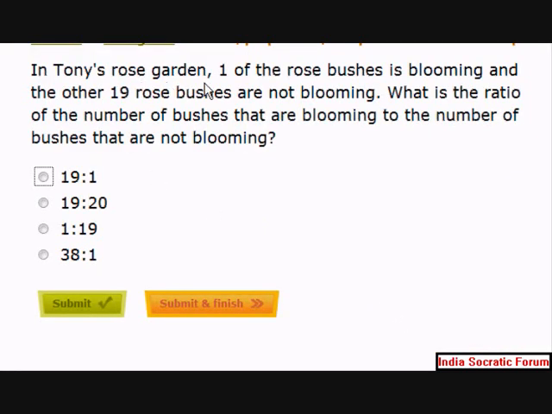In Tony's rose garden, one of the rose bushes is blooming. Blooming means flowering. And the other 19 rose bushes are not blooming. What is the ratio of the number of bushes that are blooming to the number of bushes that are not blooming? Good. So, same rule. Total number of bushes that are blooming, total number that are not blooming. Write it down and find the ratio accordingly. Which one is the right answer?